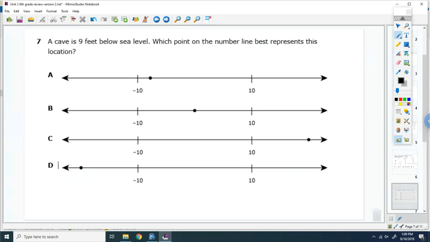All right, number 7. A cave is 9 feet below sea level. Which point on the number line best represents this location? So 9 feet below sea level. Okay, so below means it's negative. So this one is just one above -10. So this will be 9 feet below sea level, because sea level starts at 0. So if you're below it, you're negative. If you're above it, you're positive.